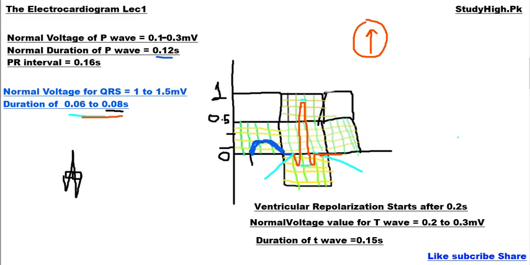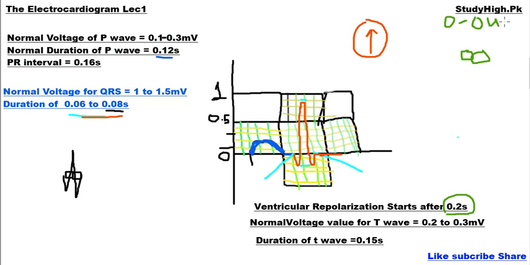Now we are going to discuss the normal values for the T wave, or ventricular repolarization. The first important concept that you must know is when ventricular repolarization will start. It will start after 0.2 second. So when production of the T wave starts, it will be after 0.2 second, and 5 small boxes will be equal to 0.2 second, as 1 is equal to 0.04 second.